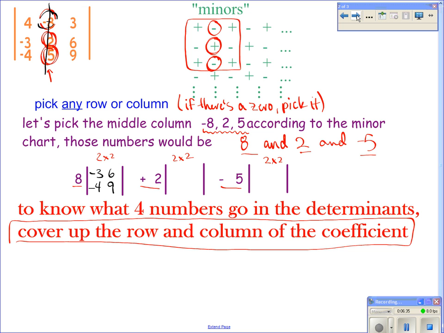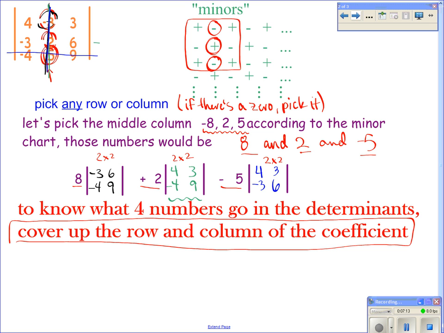Because that's where the 8 is, so we cover that up. So to find this one, we need to cover up everything where the 2 is. So that's the column, that's the row. Okay. And now to find that last one, cover up the 5. We cover up the column, we cover up the row. And you're left with those. Questions on how I got those?